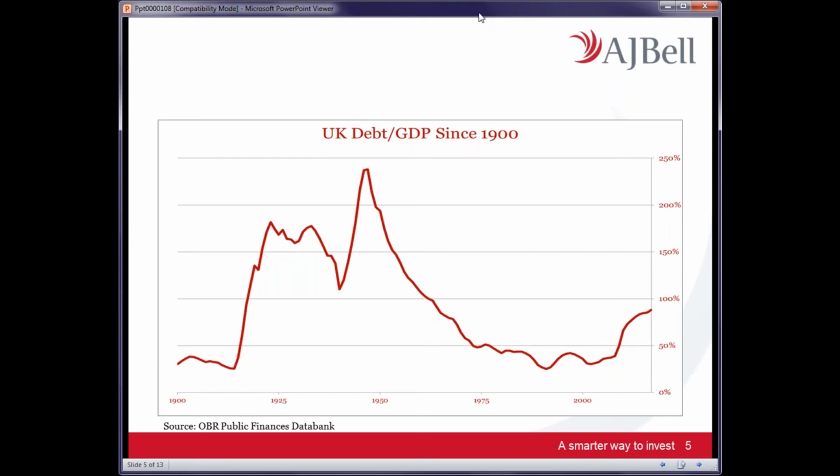And now that we've got a debt to GDP ratio in excess of 80%, we can confidently make some predictions. And the prediction is a quite stark one. The UK government will default on its debt. The US government, the Japanese government, and a lot of European governments will also default on their debt because their debt to GDP ratio stands at over 80%.